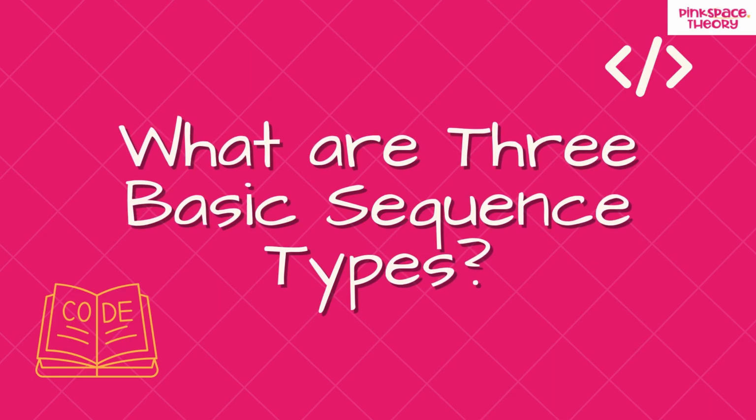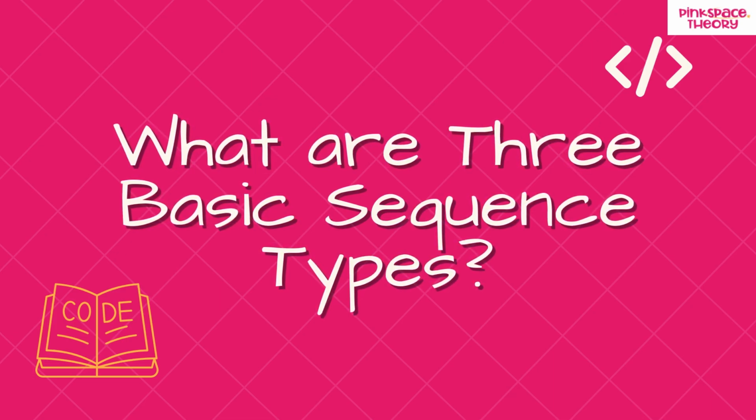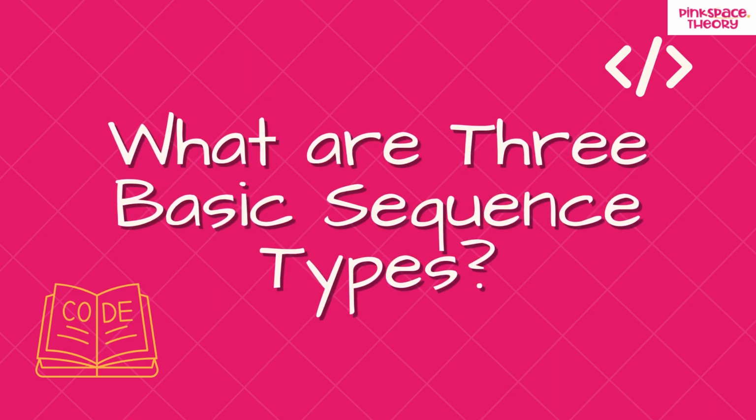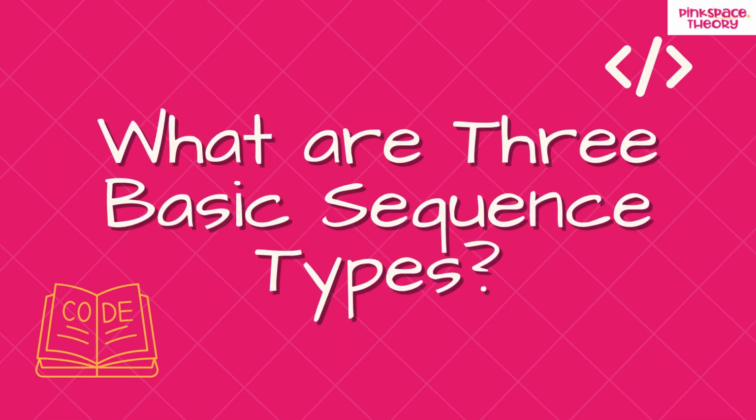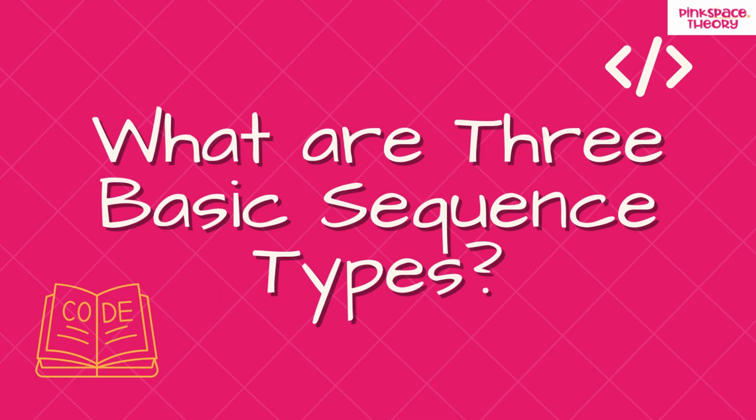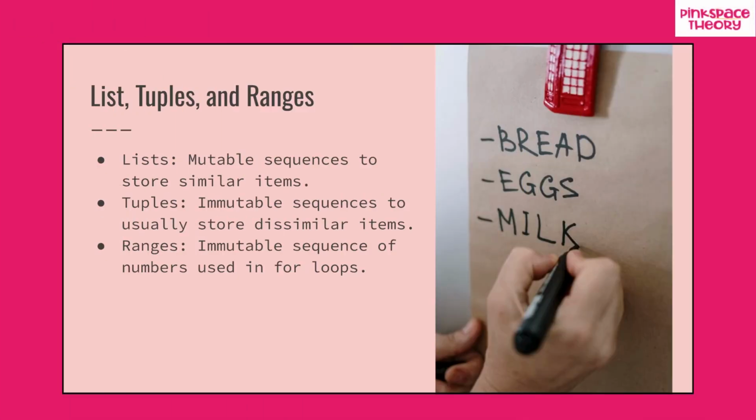Stefanos Anidas, and after looking at string literals and mentioning that they are what it's called a sequence data type, I think it is a good idea to now look at the three basic sequence types in Python. The three basic sequence types in Python, according to the documentation, are lists, tuples, and ranges.